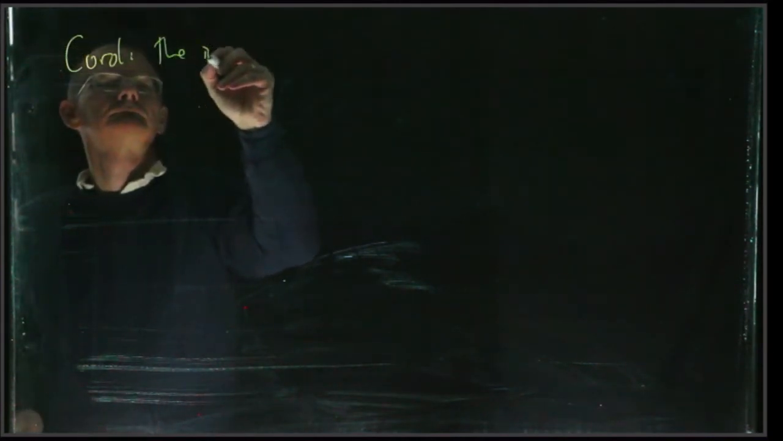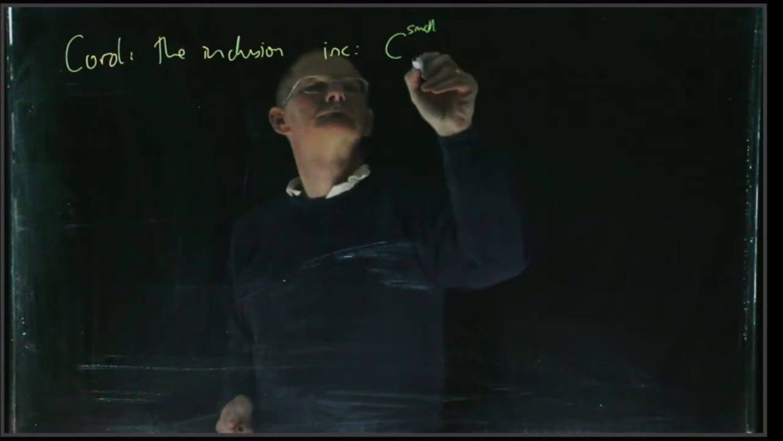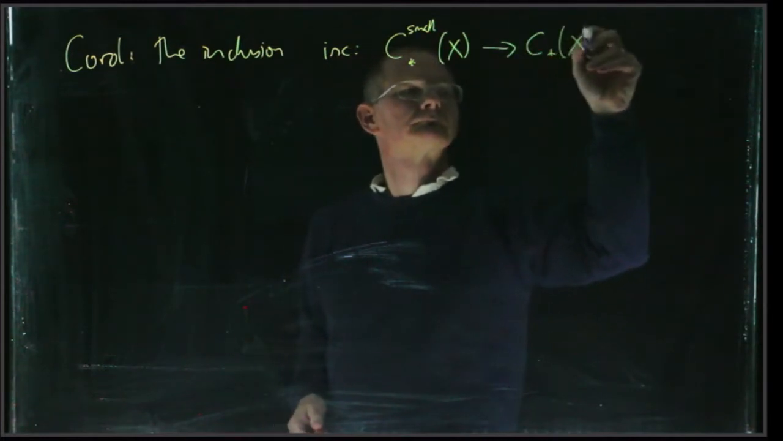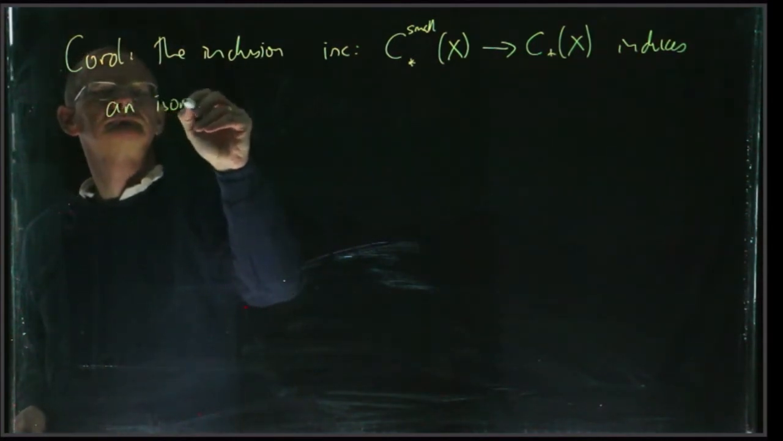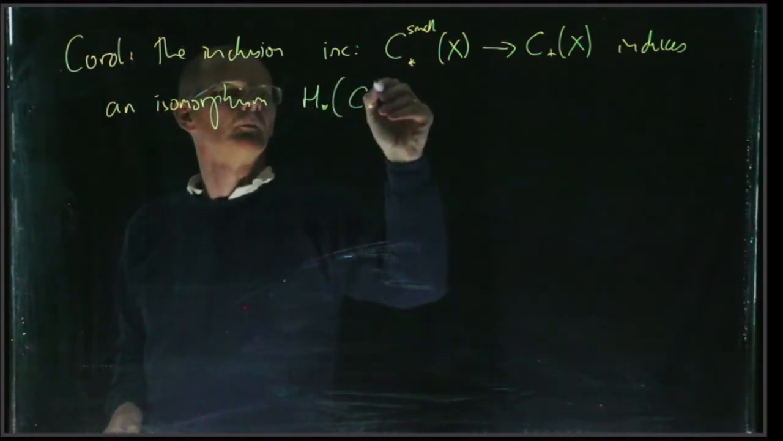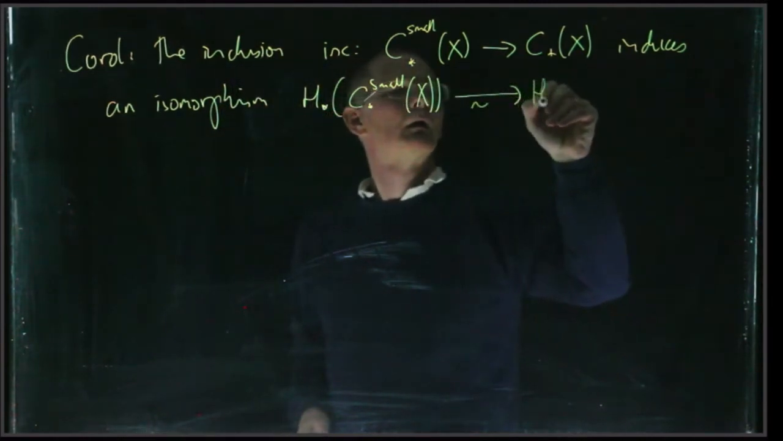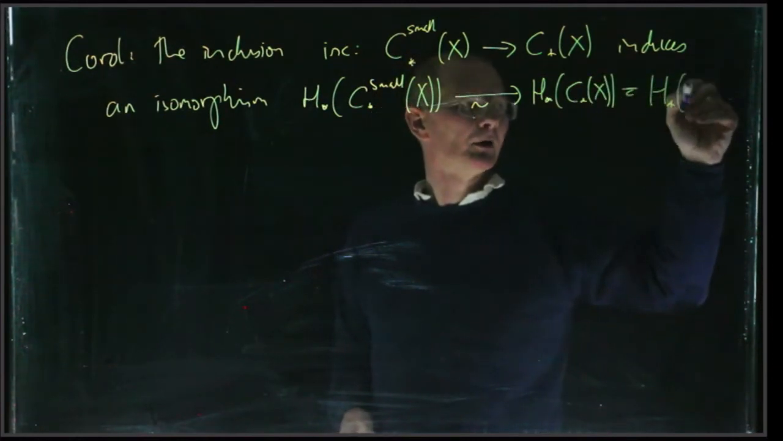As a corollary of that, we just look at the inclusion from the small complex to the full complex. It induces an isomorphism from the homology of the small complex to the homology of the full chain complex of X. And of course, this is just by definition what we mean by the homology of X.